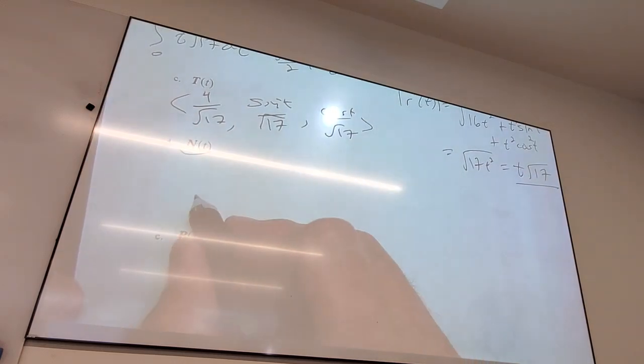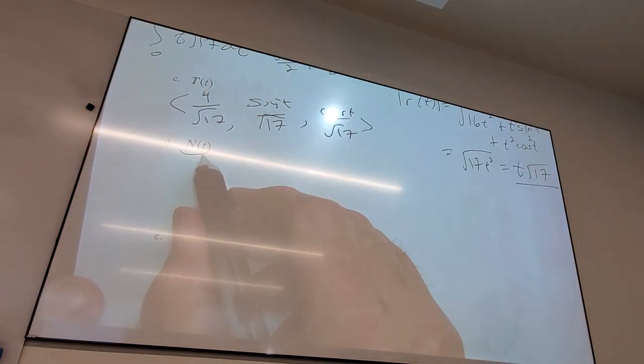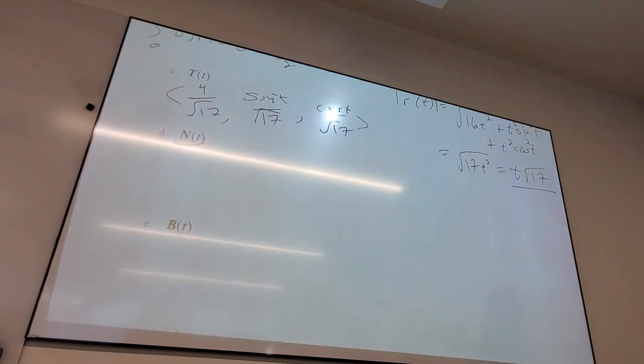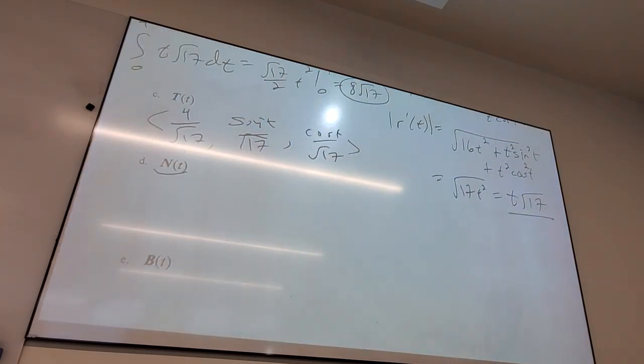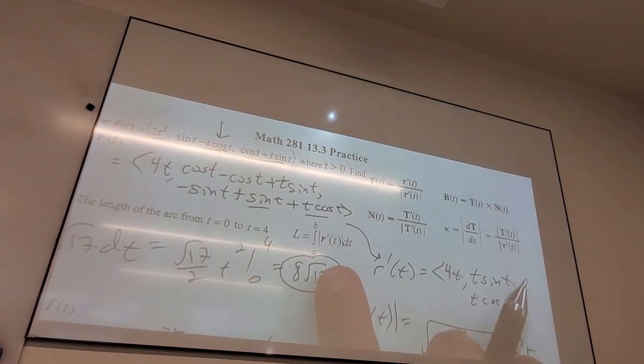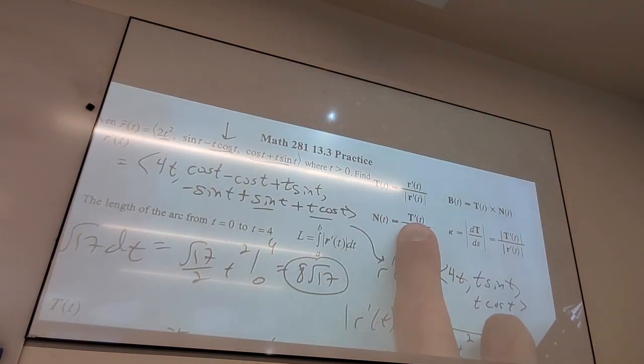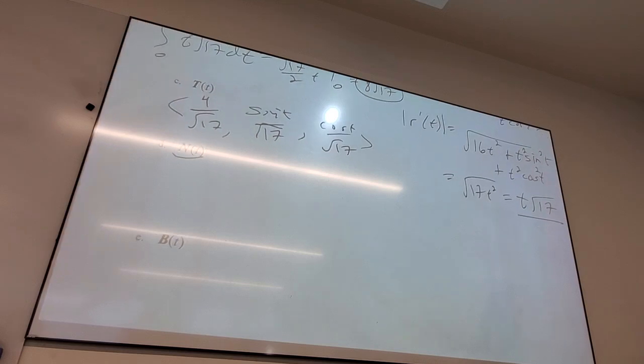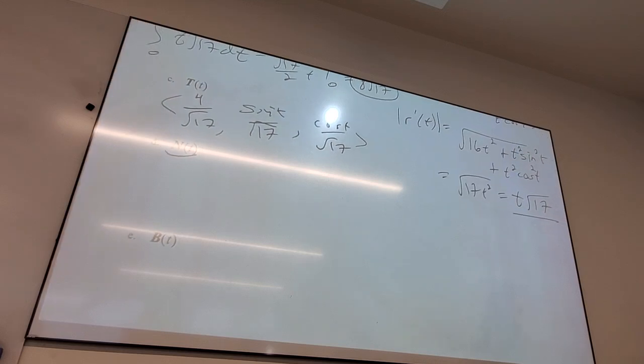Okay. So how do I construct N of t? The derivative of T over the length. So what do I have to calculate next? The derivative. Right there, I need the derivative of T divided by its length. So figure out the derivative of T.